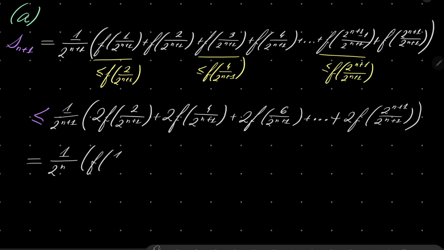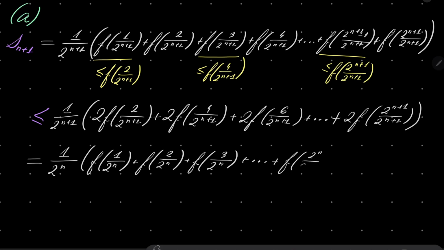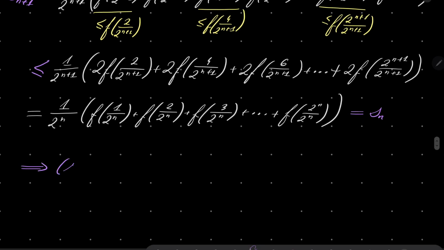first we have f of 1 over 2 to the power of n, f of 2 over 2 to the power of n, f of 3 over 2 to the power of n, and so on and so on. In the end, it's f of 2 to the power of n over 2 to the power of n. And what is that? Well, this is exactly Sn, which means that our sequence Sn is weakly decreasing, which closes the proof of part A.